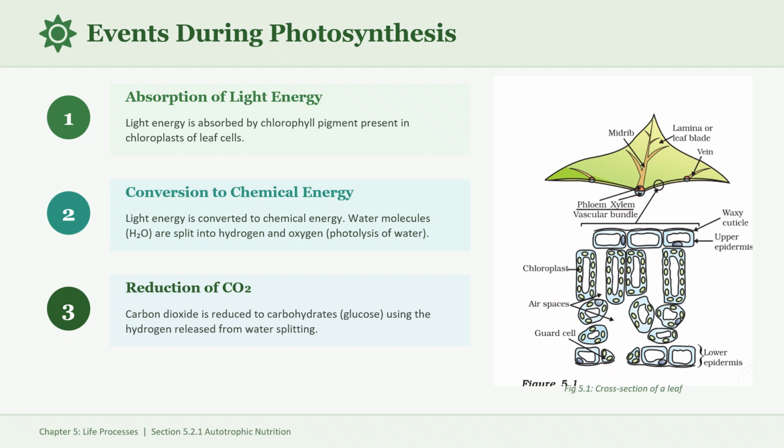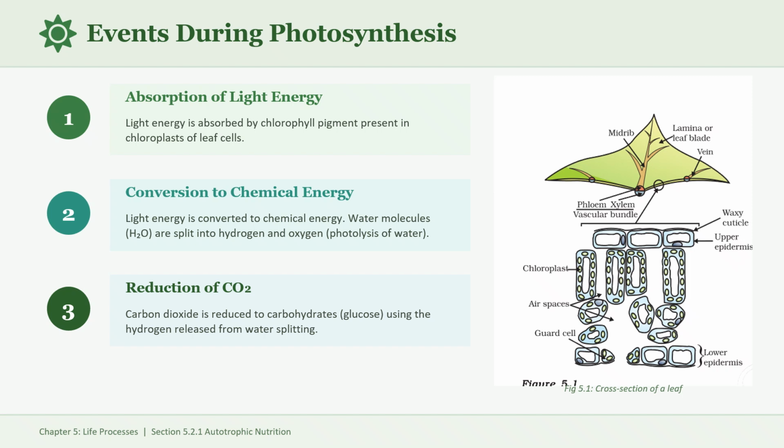Okay, let's go into the steps which are involved in photosynthesis. Absorption of light energy is very important. Light energy is absorbed by the chlorophyll which is present in the chloroplast of the leaf. So, where is this chlorophyll? It is a pigment which gives green coloration to the plants.